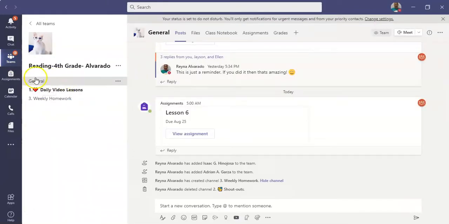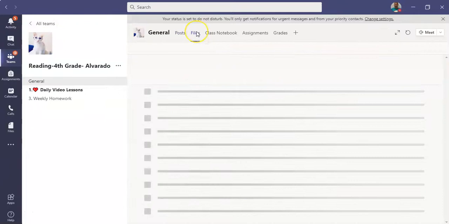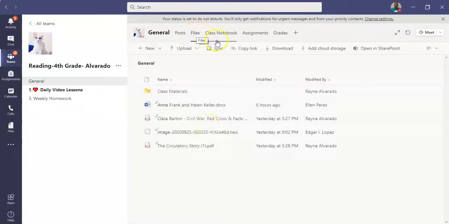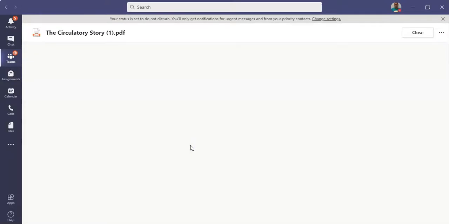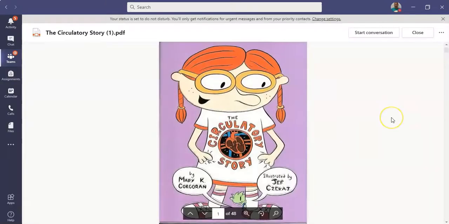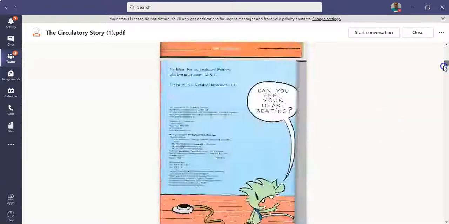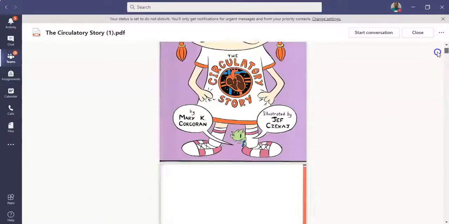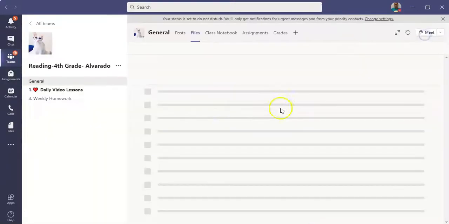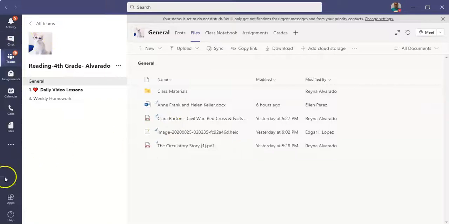And on the first tab, make sure you're under General. You're going to click on Files. Once you click on Files, you're going to see the Circulatory Story. All you have to do, boys and girls, is click on it. So once you click on it, you can scroll through here. You'll see that they're all here. For now, I'm going to show you my version because it's a little bit bigger.